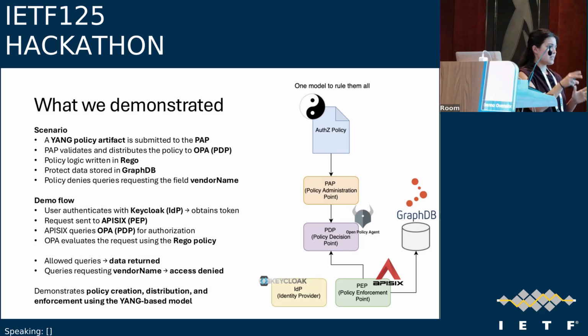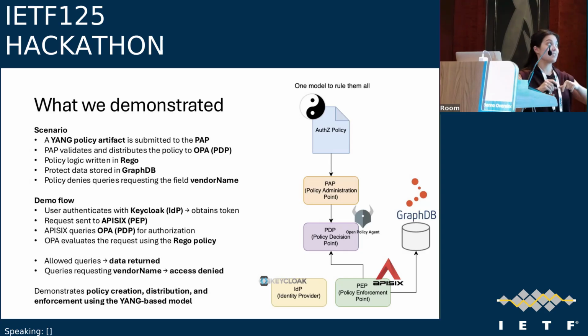So to demonstrate the policy creation, distribution, and enforcement using this Jan-based model, a Jan policy artifact is submitted to a policy administration point, which is in charge of validating and distributing it to the corresponding policy decision point. What we have used is OPA, Open Policy Agent. The policy logic is written in Rego, which is a policy as code language, and we use this policy to protect some data stored in a GraphDB. Specifically, the policy denies queries requesting the consent vendor name.